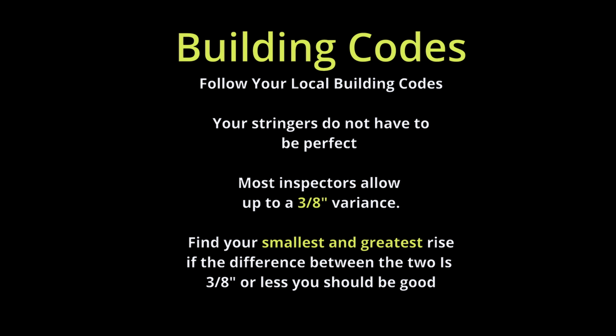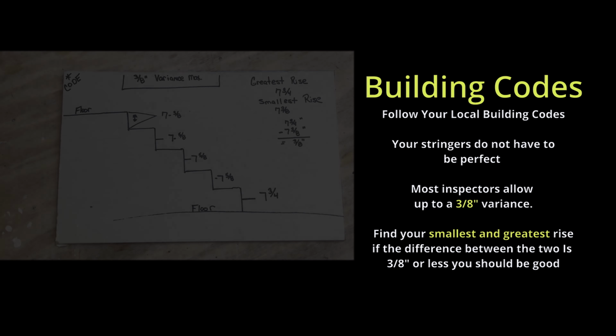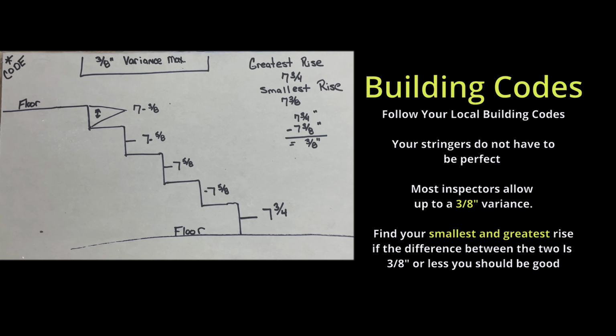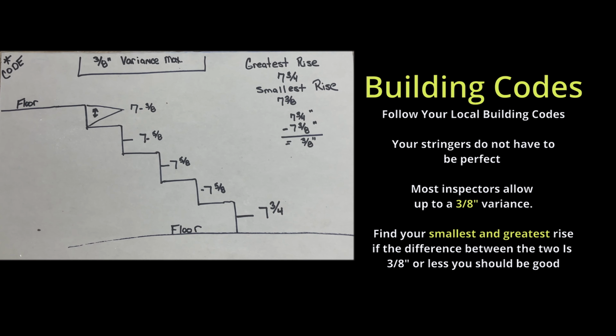So to be clear, this is an instructional video that gives you the math behind building a set. If you're going to actually build a set of stairs, you still need to check with your local building department and find out what codes they use. But do keep in mind, most building inspectors are not going to require your stairs to be 100% accurate. They usually give you about a 3/8 inch variance. And how you find it is to find your smallest and greatest rise. Take the smaller and subtract it from the greater. As long as you have a 3/8 of an inch difference or less, you're golden.